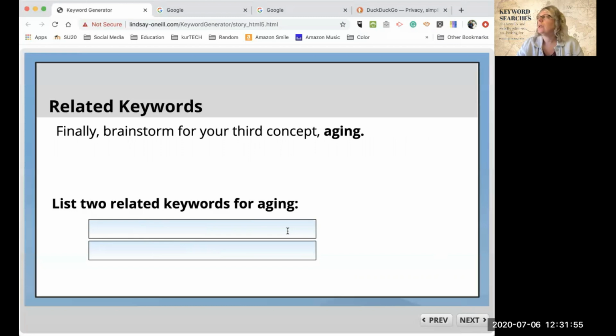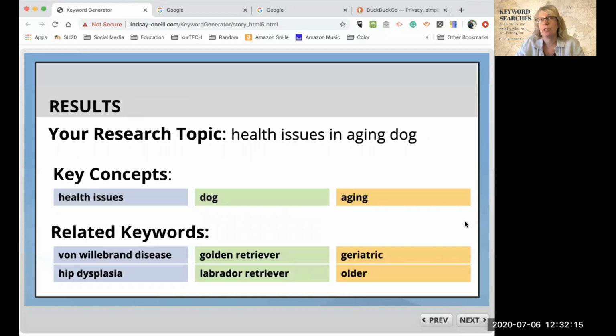Now for aging. What are some words? Geriatric. Gotta make sure I spelled that. Geriatric, I think is how you spell it. And older. You might have to go to a thesaurus, which is my favorite place to find words.